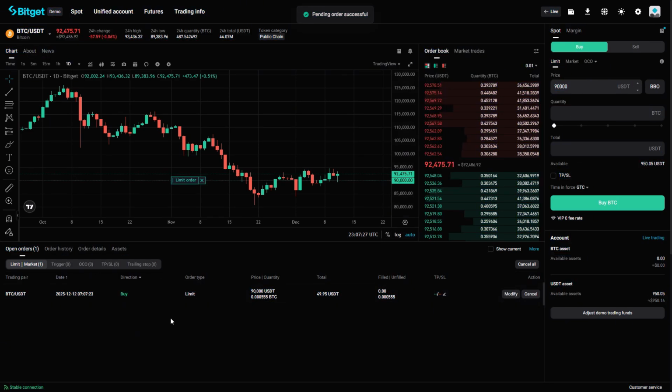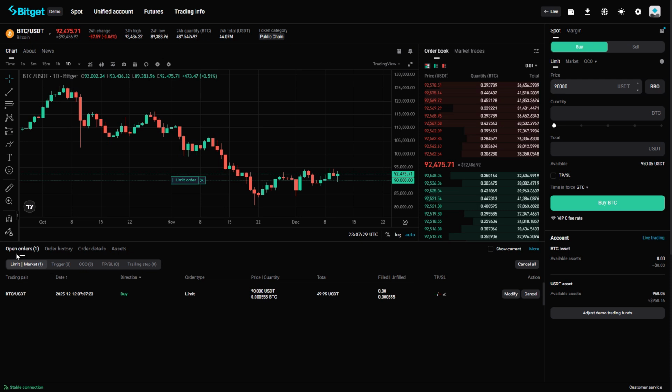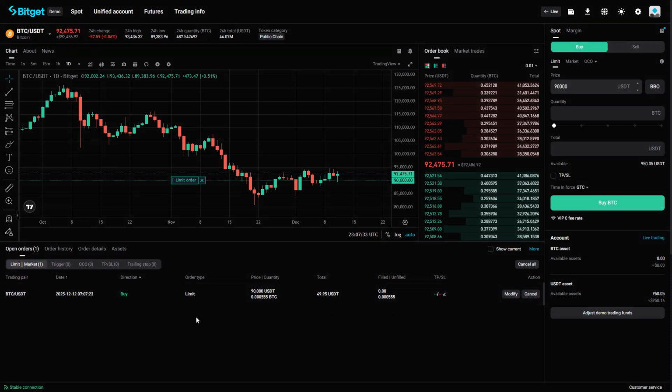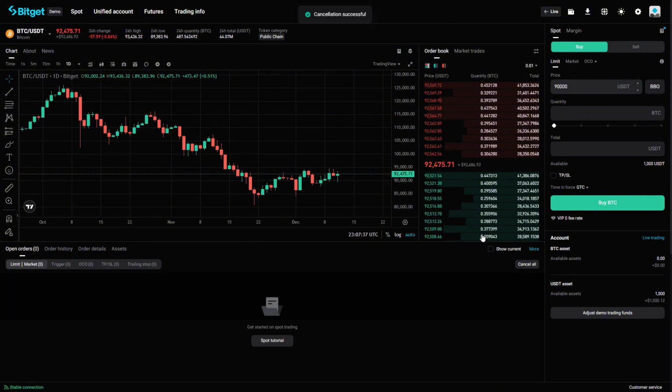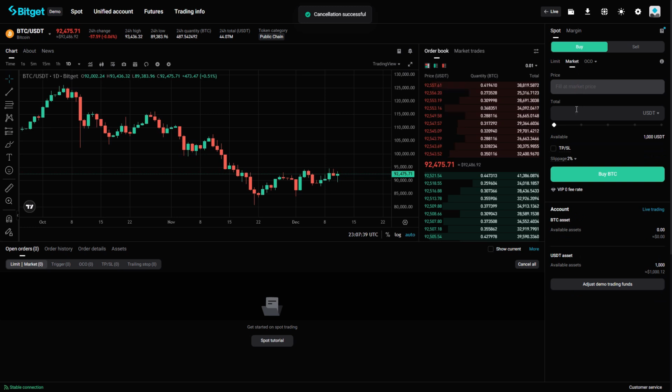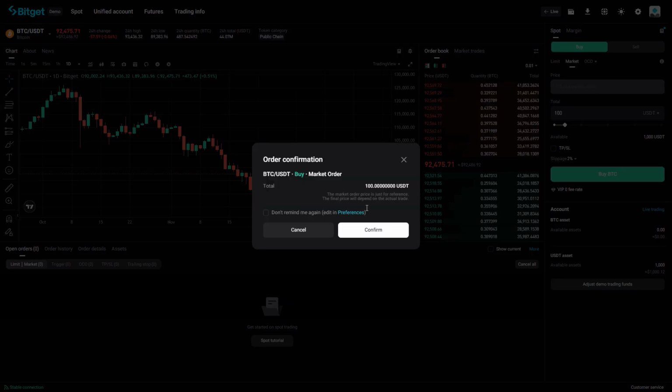You can see your open orders at the bottom of the screen under Open Orders. If you change your mind, you can cancel the order at any time. Now, if you want to buy immediately, switch to the Market tab. Just enter the amount of USDT you want to spend or the amount of Bitcoin you want to buy. Then click Buy BTC. And just like that, you own Bitcoin.